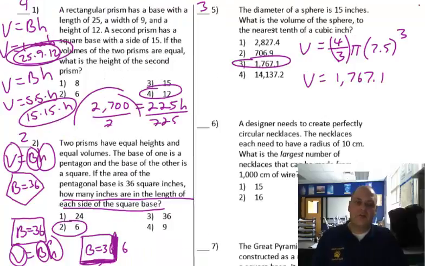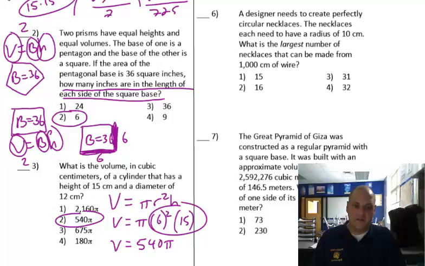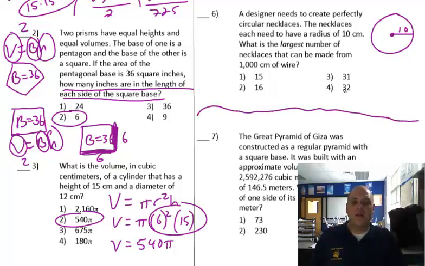A designer needs to create perfectly circular necklaces. We're creating these necklaces that have a radius of 10. What is the largest number of necklaces that can be made from the 1,000 centimeters of wire? So we have this long wire, and we want to see how many necklaces we can make.